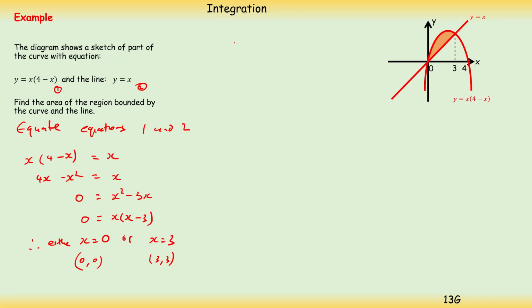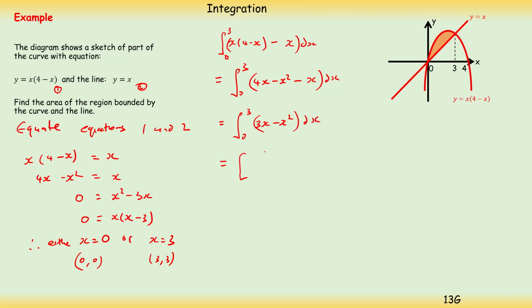x coordinate. Right, so to find the area, what I do is I take my curve, find the area under the curve, and I subtract then the area under the line. So the area under the curve is given by x times 4 minus x, minus the area under the line, which is x, with respect to x, and my limits, I'm going from 0 to 3. Simplifying first, integrate from 0 to 3, and I get 4x minus x squared minus x with respect to x, which is equal to the integral of 3x minus x squared with respect to x.